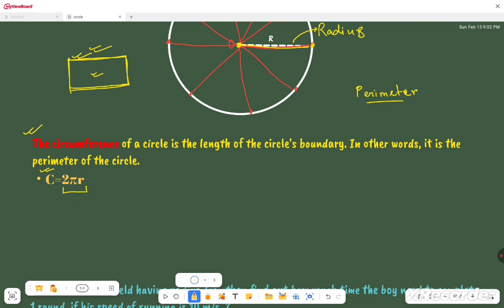Now 2 is a numerical value. Pi is also a numerical value, and we need to know that pi is an irrational number. The exact value of pi is not known. For the sake of simplicity in calculation, we consider the value of pi as 3.14, or in most cases 22/7. We consider the value of pi with these values, but the exact value of pi is not known. The definition of pi is the ratio of the circumference to the diameter.